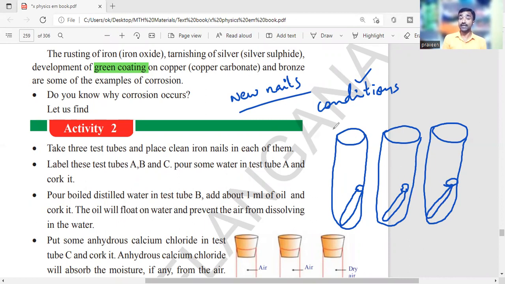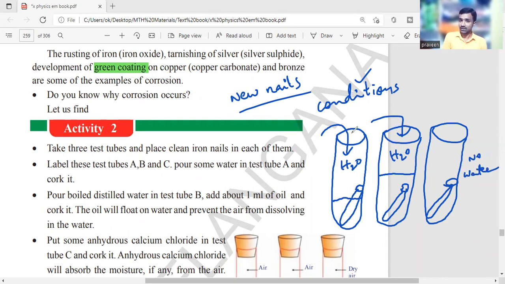Then what to do? Here, one of the test tubes is filled with water up to the level which allows the nail to sink partially, half of the level, right? The next one is completely filled to sink the nail into the water. There is water in both test tubes. Okay. Then the third one, no water.